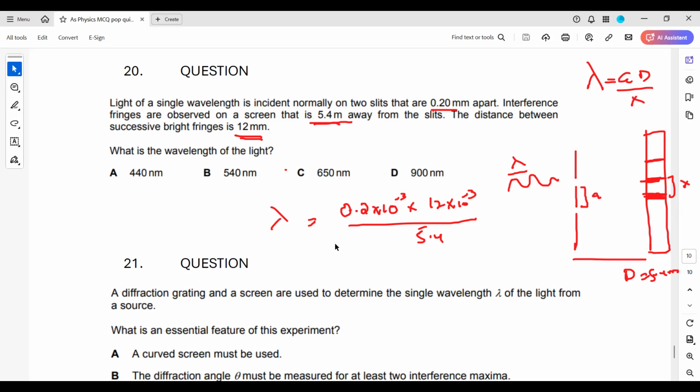Yes, it's 4.4 into 10 to the power minus 7. When I convert, I move the decimal point two places, so this will become 440 into 10 to the power minus 9. Minus 9 is nano. So it is 440 nanometer. On your calculator, there's a button ENG. When you press that, it will give you the answer in multiples of 3, like power 3, power 6, power 9, power 12, power 15, and so on.